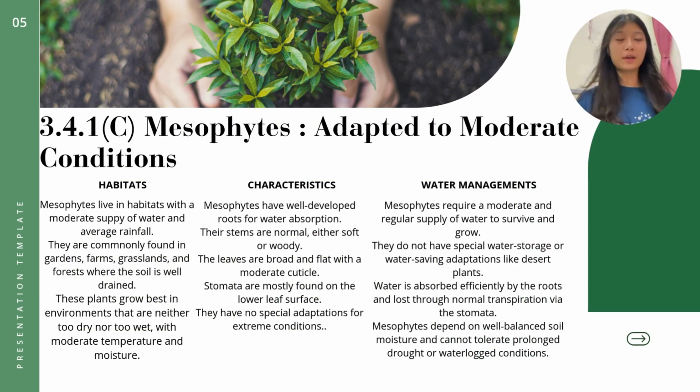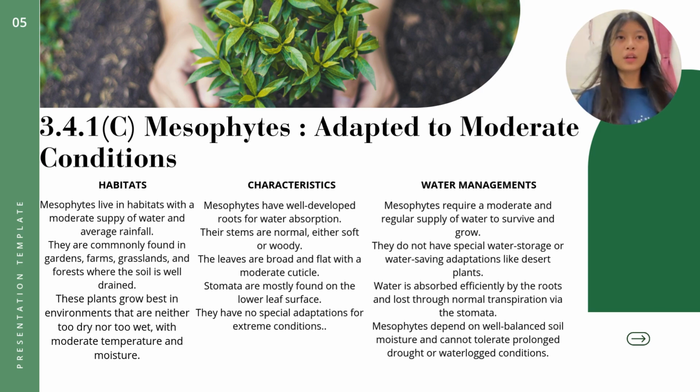Now I'm going to explain about mesophytes. Mesophytes are plants that grow in an environment with a moderate supply of water. They live in places that are neither too dry nor too wet, such as gardens, farms, grassland, and forests. These plants have well-developed roots to absorb water, normal stems, and broad flat leaves that help in photosynthesis. Their stomata are mostly found on the lower surface of the leaves, allowing normal gas exchange and transpiration.